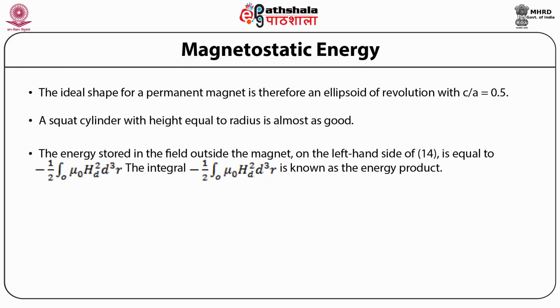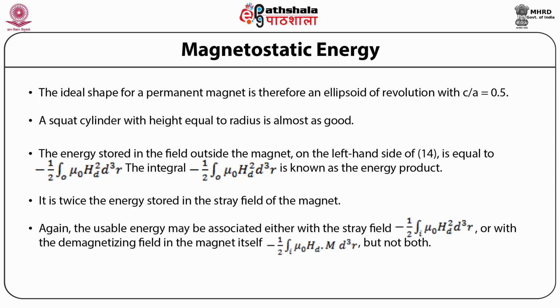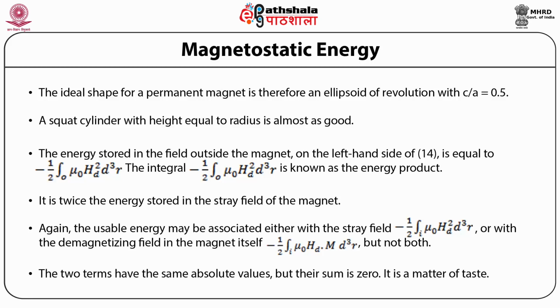The energy stored in the field outside the magnet, on the left side of 14, is equal to minus half the integral of μ0 Hd² dτ. The integral of minus half μ0 Hd·B dτ is known as the energy product. It is twice the energy stored in the stray field of the magnet. Again, the usable energy may be associated either with the stray field, half the integral of μ0 Hd² dτ, or with the demagnetizing field in the magnet itself, which is equal to half the integral of μ0 Hd·M dτ, but not both. The two terms have the same absolute values, but their sum is 0. It is a matter of taste.